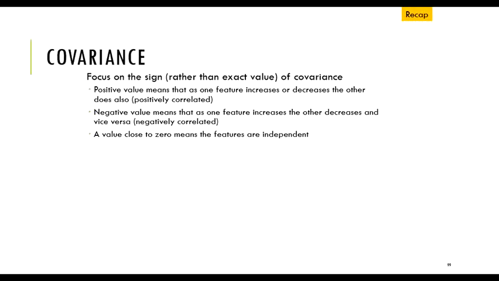In covariance, you're more concerned with the sign rather than the exact value. The sign tells you whether the variables are positively related, or directly proportional, or inversely proportional. A positive value means that an increase in one feature increases the other also. Similarly, negative means that an increase in one decreases the other, so it's an opposite relation to one another. And a value very close to zero would suggest that the variables are independent of one another.